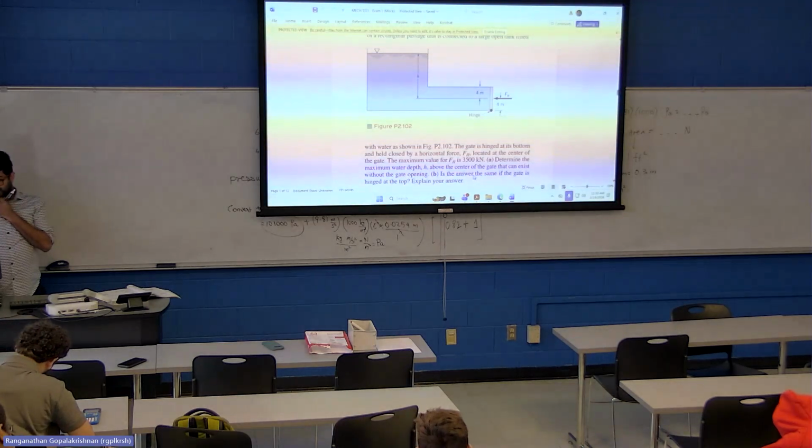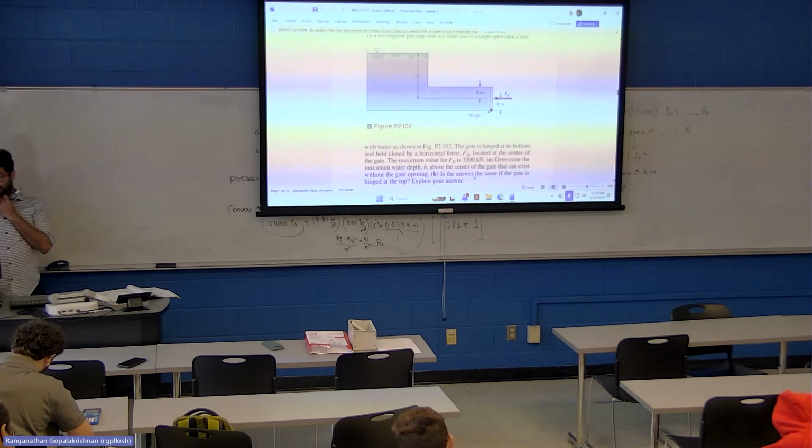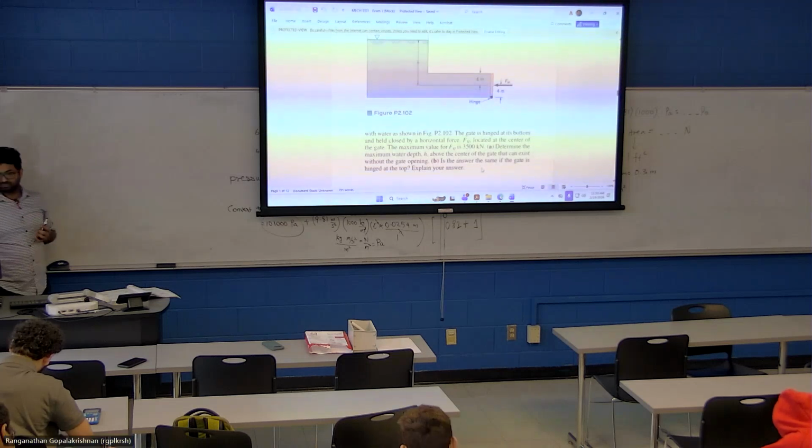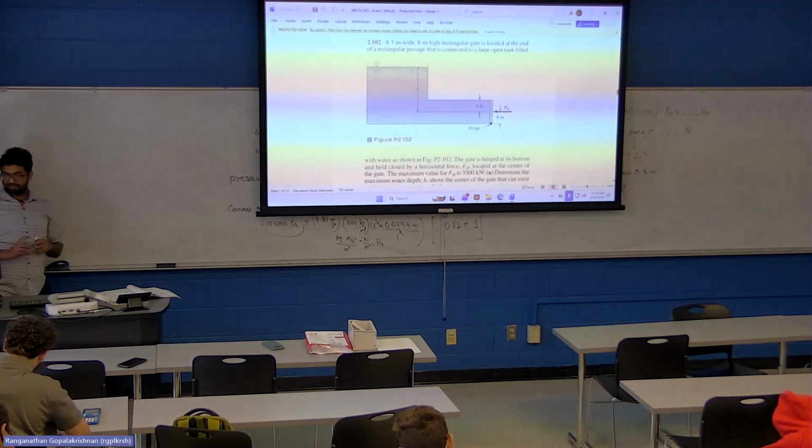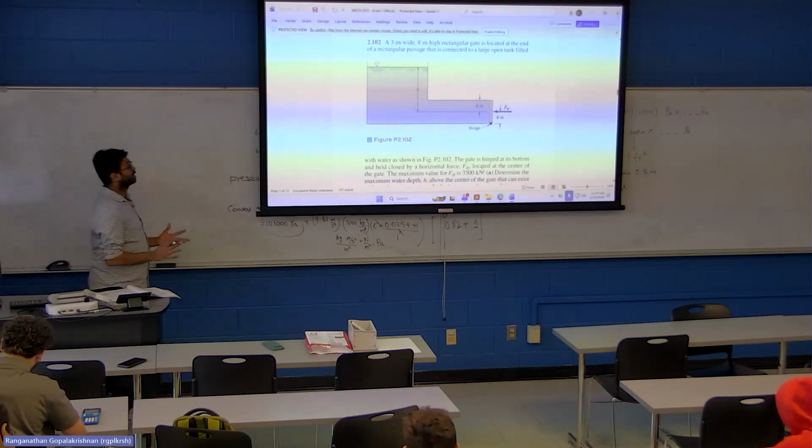Is the answer the same if the gate is hinged at the top? Explain. I'll give you 1 minute to gather a strategy, then we'll start.